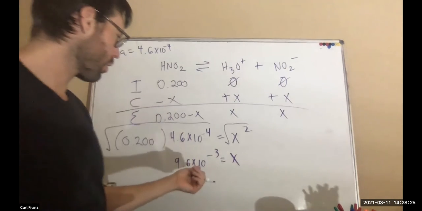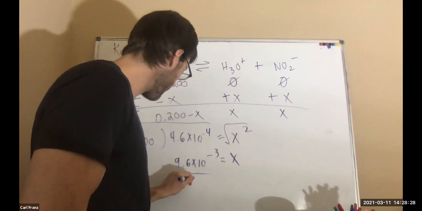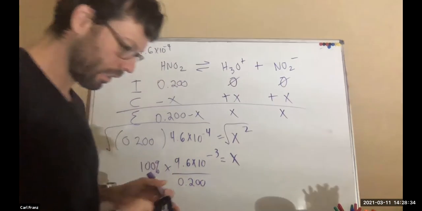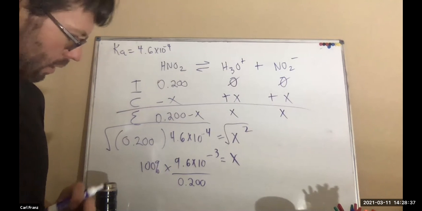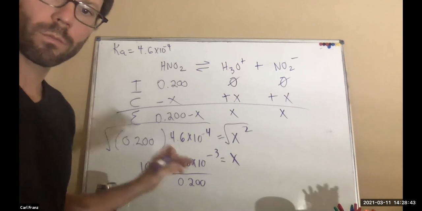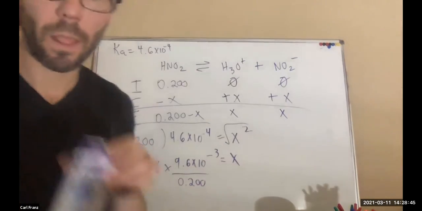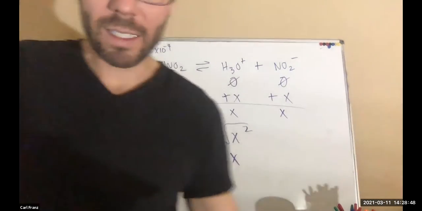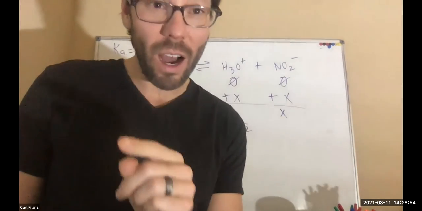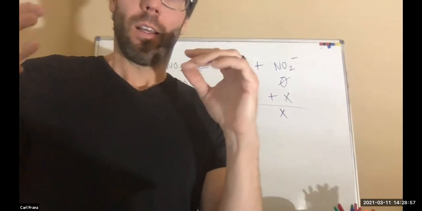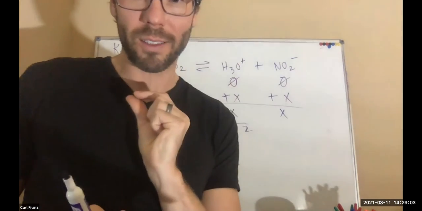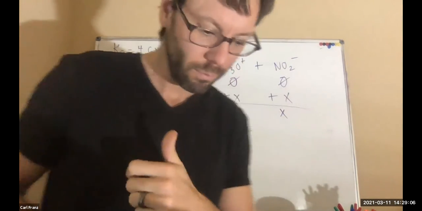Okay, let's make sure that that was a valid assumption. So we divide by 0.200, multiply by 100%. What do we get? Exactamundo. Now, 4.8 is close to 5, but it's not 5. So we can still make this assumption, but just barely make the assumption. Okay, so let's just roll with it.